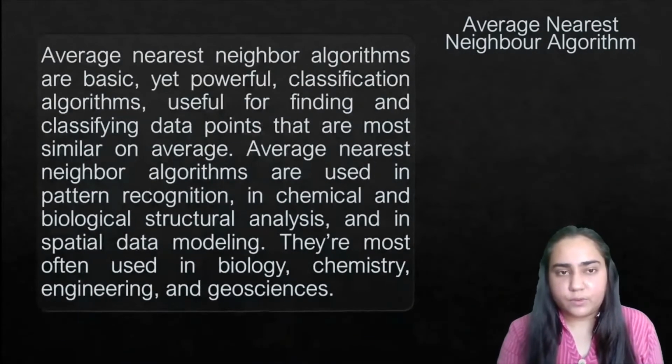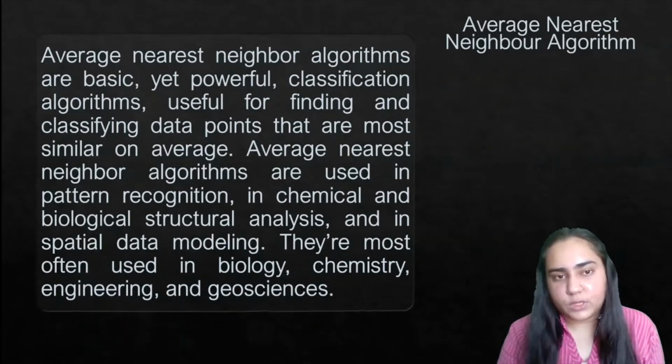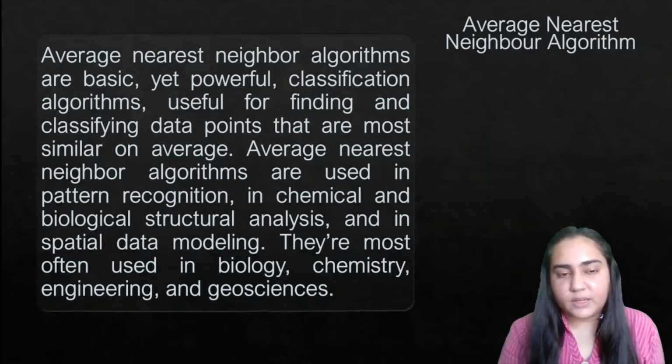Average nearest neighbor algorithms are basic, but they are powerful classification algorithms useful for finding and classifying data points that are most similar on average. They are used in cases where you have pattern recognition, in chemical and biological structural analysis, and in spatial data modeling. They are most often used in biology, chemistry, engineering, and geosciences.